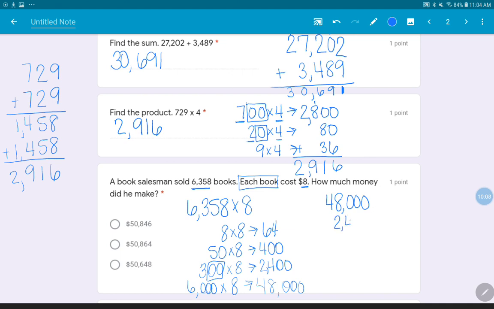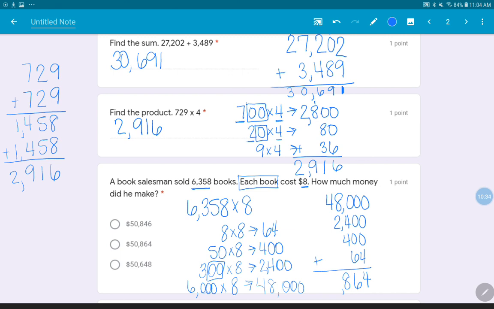plus 2,400 plus 400 plus 64. 0 plus 0 plus 0 plus 4 is 4. If I move to my tens, 0 plus 0 plus 0 plus 6 is 6. Need to add my hundreds. 0 plus 4 is 8.